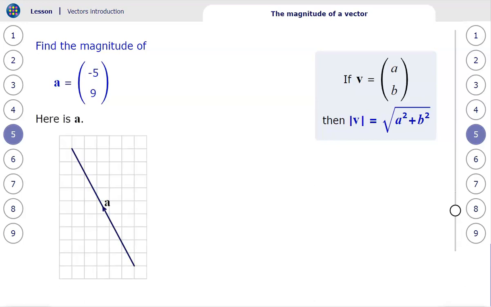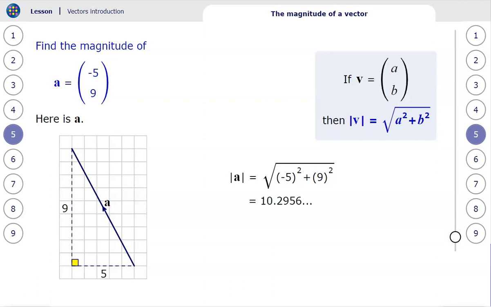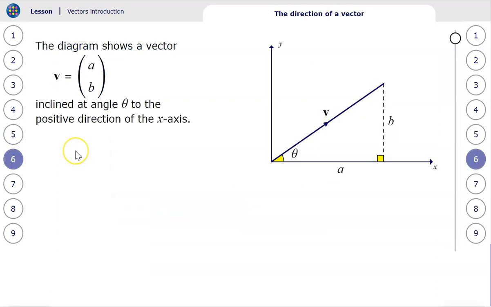Likewise, if I look at this one over here, it's got a horizontal component of minus 5, a vertical component of 9. I plug that into the Pythagorean formula, and I come up with a number 10.2956, which approximates to 10.3, to 3 significant figures. So the magnitude of the vector is its length. We said vectors also have a direction. The components of the vector, especially when it's in column format like this, will allow us to work out what that direction is. We're going to use a bit of trig to do this.